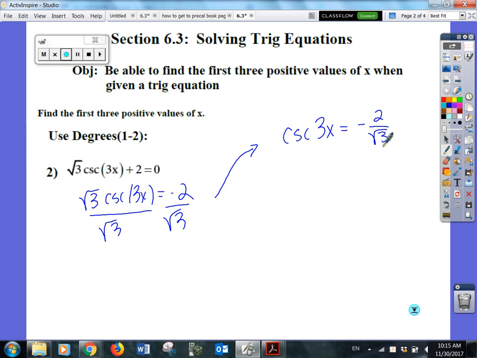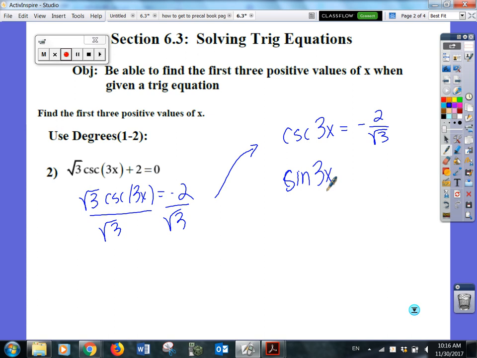Now, you had some of these on your homework last night, and some of you were thinking, okay, well, cosecant is 1 over sine, which is true, but that doesn't help us. Thinking of cosecant as 1 over sine doesn't do us any good. It is correct, but what I want to do is change that to a sine. I don't want to change it to 1 over sine, because that doesn't get me anywhere. So the reciprocal of cosecant is sine.